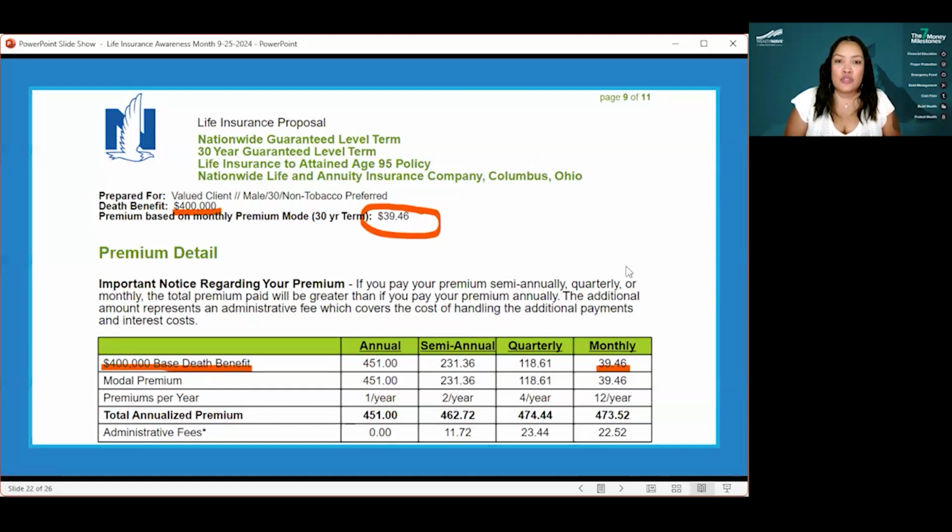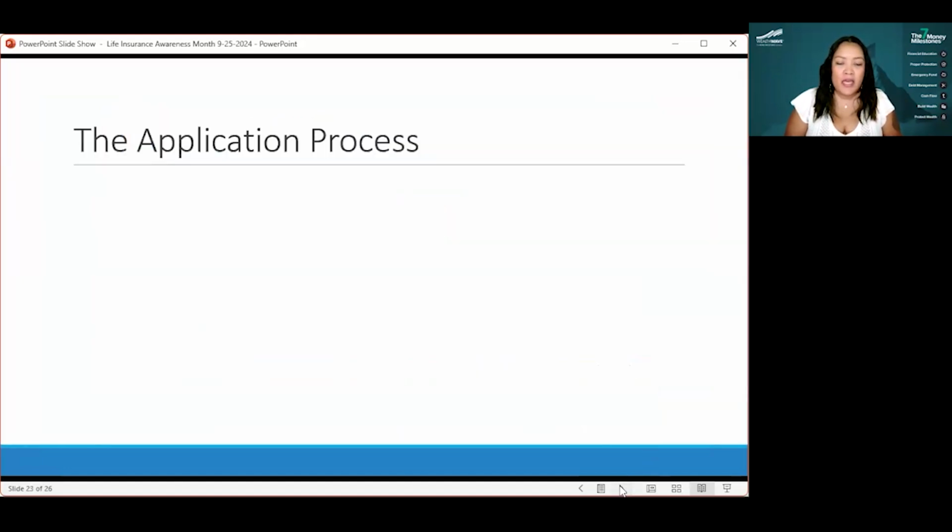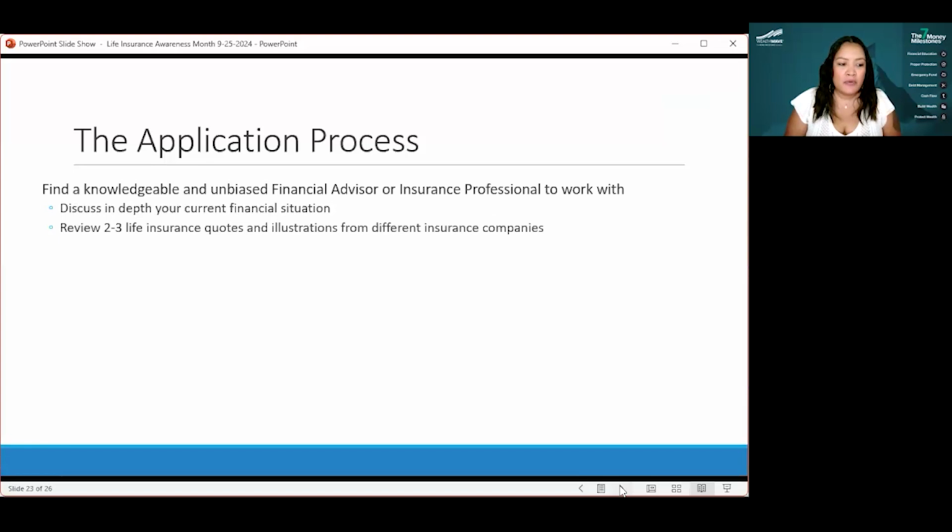So I just wanted to show two real life examples. Again, I'm not making any recommendations. I just want to illustrate to you the difference. What does this actually look like from a cost perspective? All right, so let's talk about the application process and then we'll wrap up here.